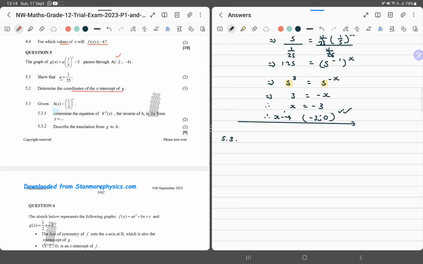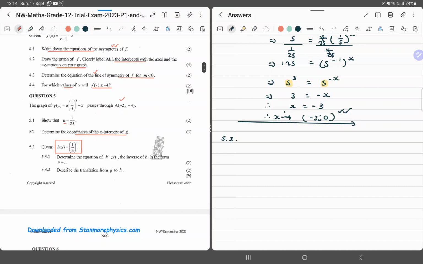It says given h of x is this situation now. Can you see? h of x is similar to g of x, except that we are missing a now. a has become 1, and we've taken this graph back up by 5 units to cancel that minus 5 units. Now it says determine the equation of the inverse of h in the form y equals.